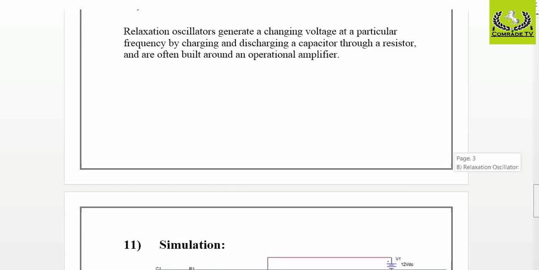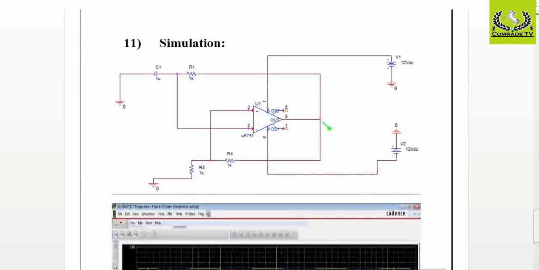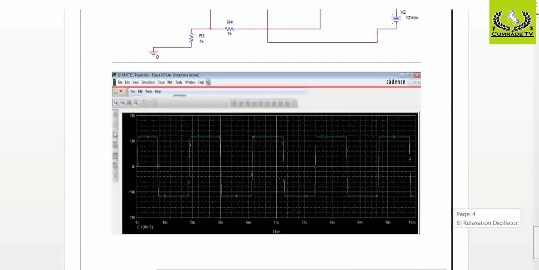Now here we have the simulation of the given circuit I performed, and it's the output square waveform.